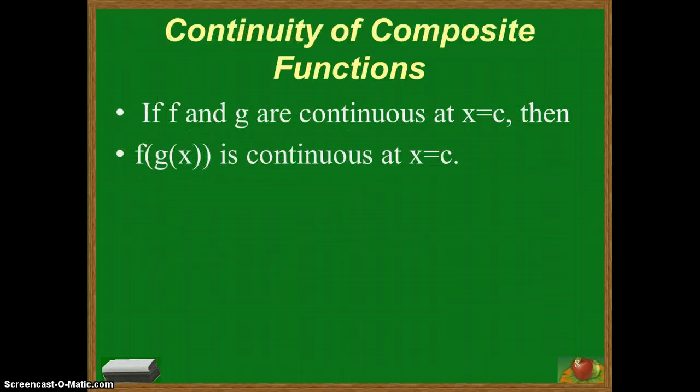And the last little property that we're going to talk about is continuity of composite functions. If f and g are continuous at x equals c, then their composite f of g of x would be continuous at c, or g of f of x also would be continuous at c. Sometimes that's a useful thing to know. So it makes sense that if you have two functions that are continuous individually and you put them together, making one the inside and one the outside, then their composite would also be continuous.